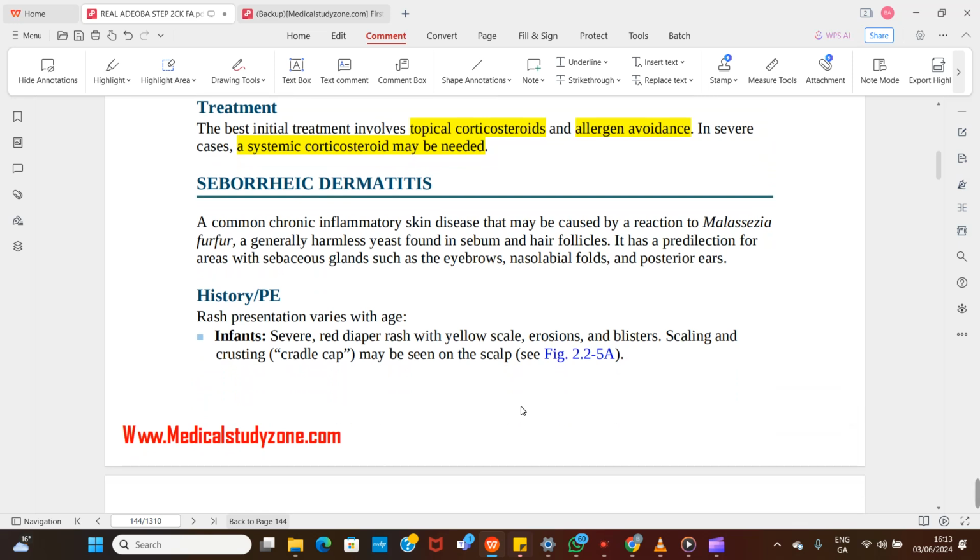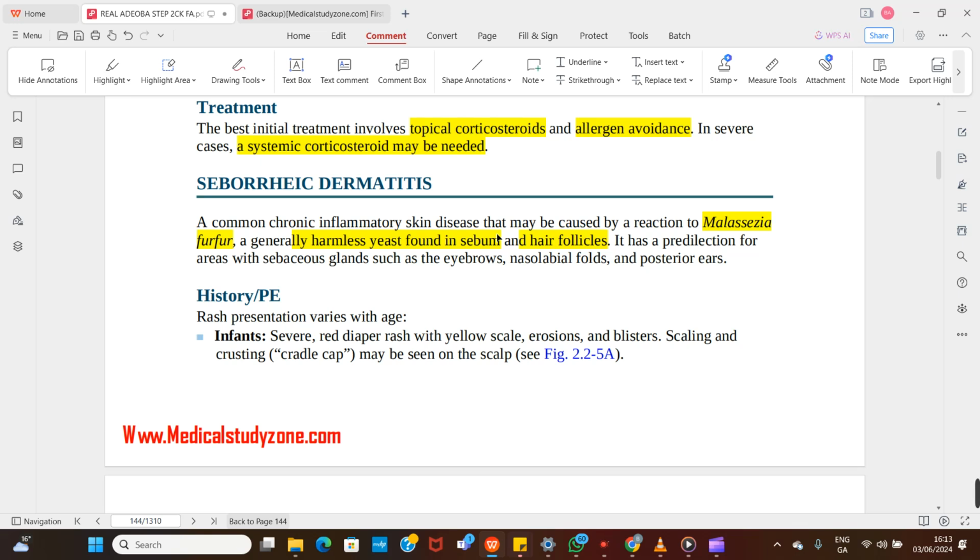Seborrheic dermatitis is a very common chronic inflammatory skin disease that is caused by a reaction to a particular fungus called Malassezia furfur. Malassezia furfur is implicated in so many dermatology conditions. Seborrheic dermatitis is one. We'll talk about pityriasis versicolor later too. This organism is a normal colonizer of the skin, a harmless yeast that you find in sebum, the oily secretion of the skin that keeps the skin and hair follicles supple. Anywhere that is rich in sebum, you find Malassezia colonizing that area.